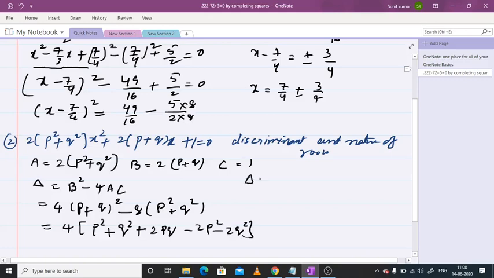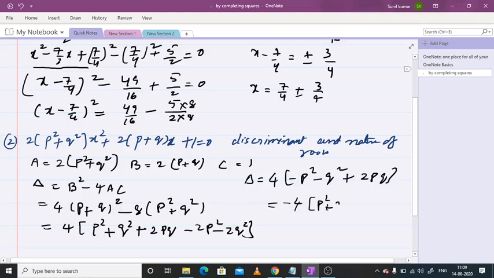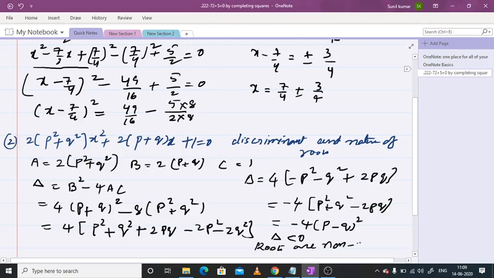Now your discriminant is becoming 4 times, see here p square minus 2p square means minus p square, minus q square plus 2pq. Now here I take minus common, so I get p square plus q square minus 2pq. This is the formula p minus q whole square. So a square is always positive and the minus sign is there, so delta is less than 0. So the roots, you can write, are non-real.